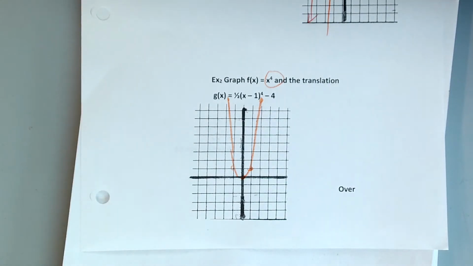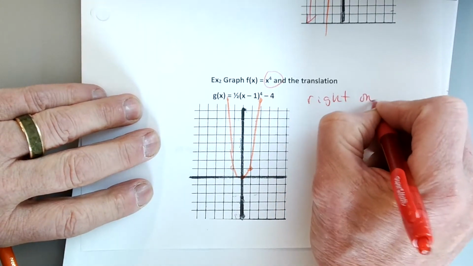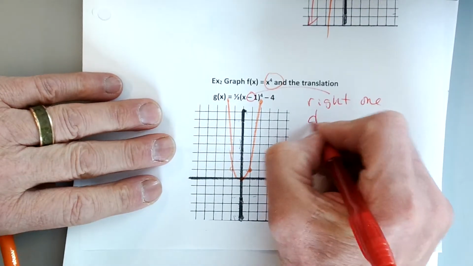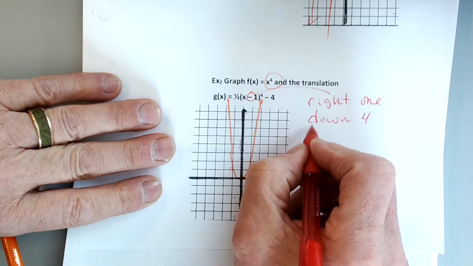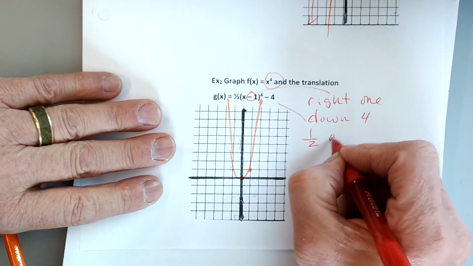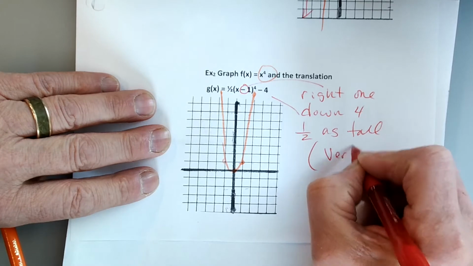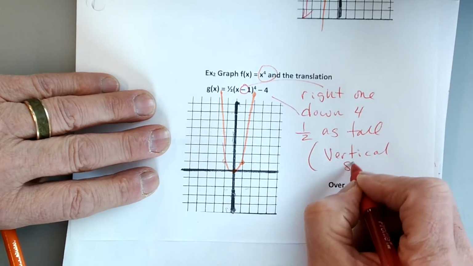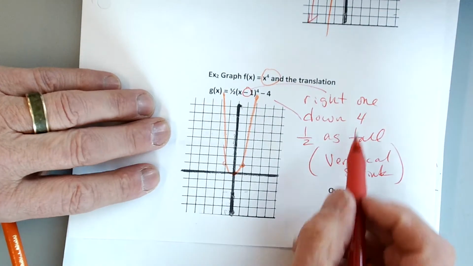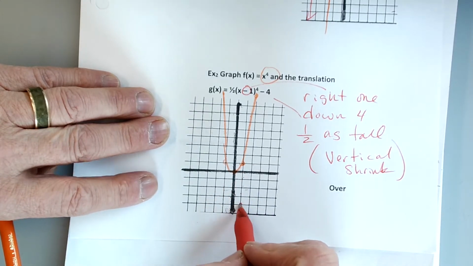And then I'm going to move it. I'm going to move it to the right 1. And then I'm going to move it down 4. And then I'll make it half as tall. So I'm going to do a shrink, half as tall, which is a vertical shrink. Okay, so it's a vertical. Okay, so let's do that. First of all, I'm going to move it right 1 and down 4. 1, 2, 3, 4.